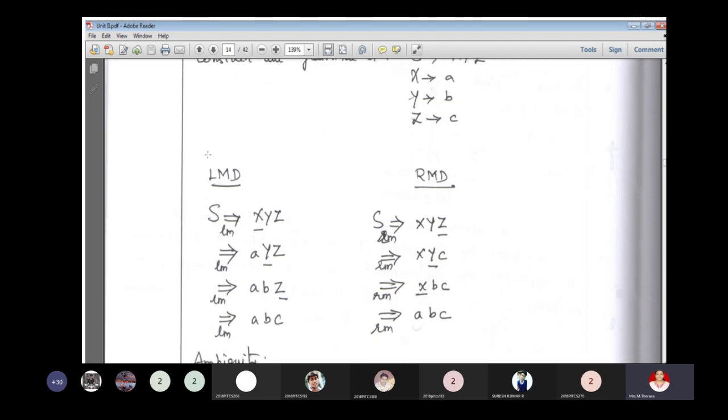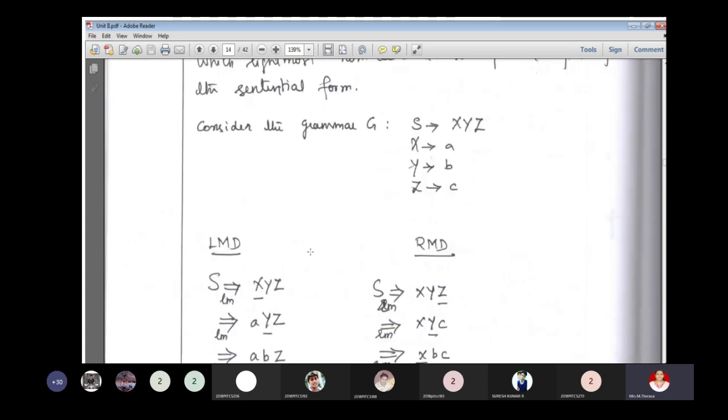Next we'll see rightmost derivation. So here we have to take the rightmost non-terminal. Z is the rightmost non-terminal. It can be replaced by C. In the next step, Y becomes the rightmost non-terminal, so that can be replaced with B. And next, X is the only non-terminal, we can replace it by A.